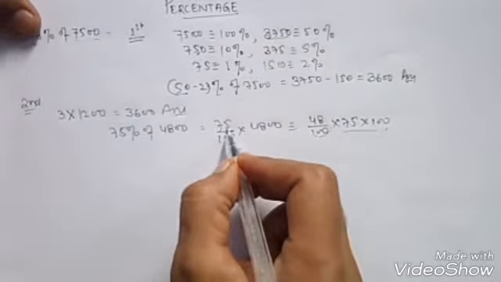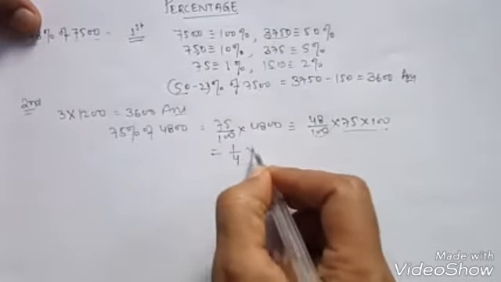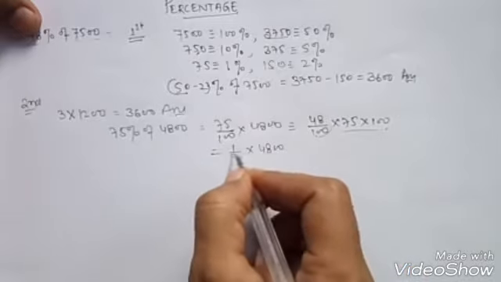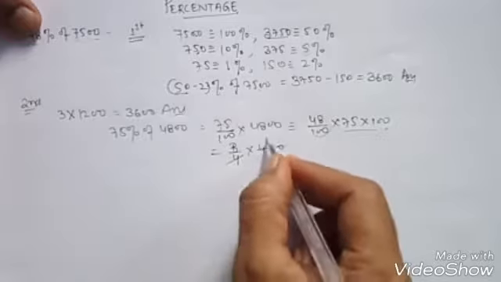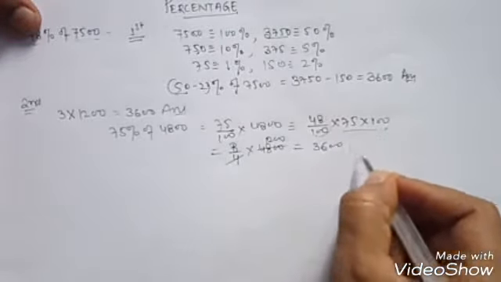and 75% is 1/4 of 4800. We can write it, sorry, 3/4 of 4800. So after cancelling out, we get 3600.